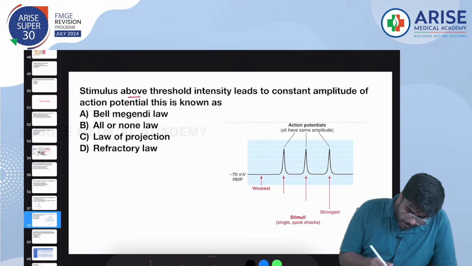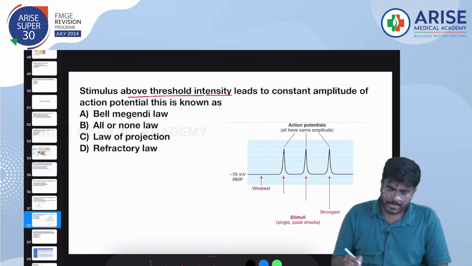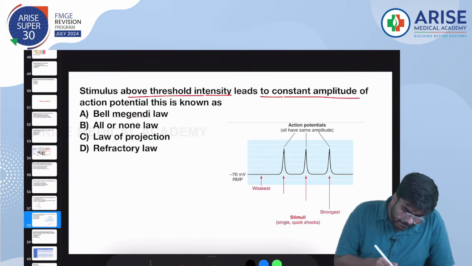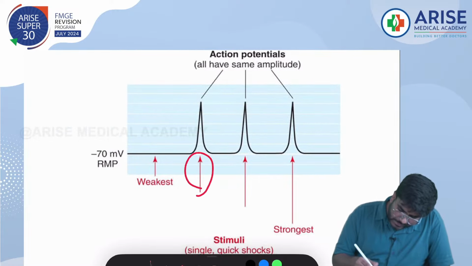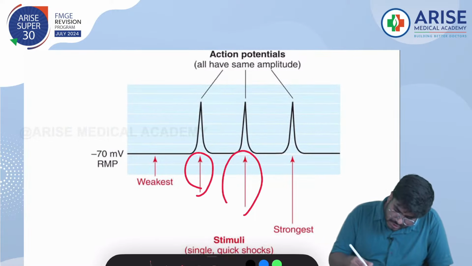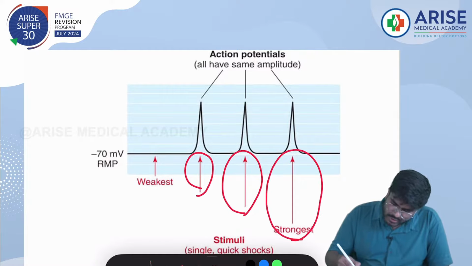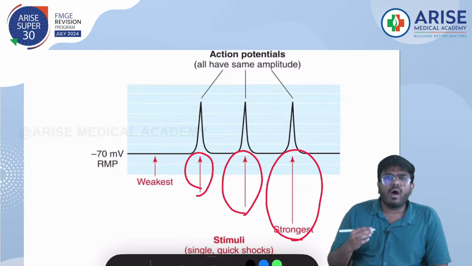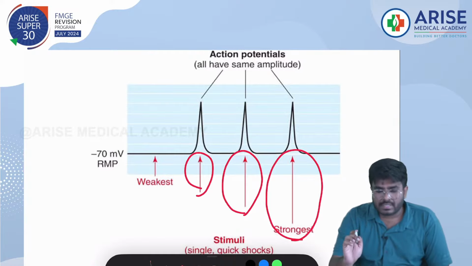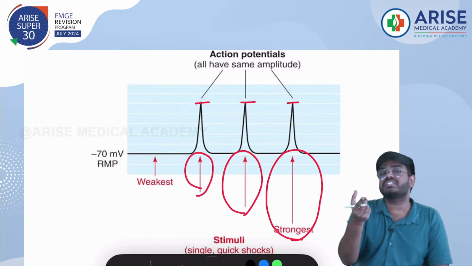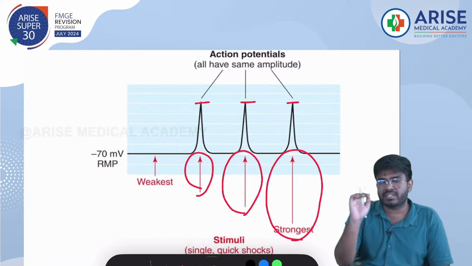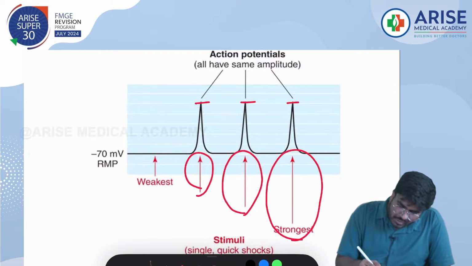Next, stimulus above the threshold intensity leads to constant amplitude of action potential. Guys, look here. You are giving a little stimulus. You are increasing the stimulus. You are increasing it more. No matter how much you increase the stimulus, whatever voltage is generated during the depolarization, the height of the action potential is always the same.